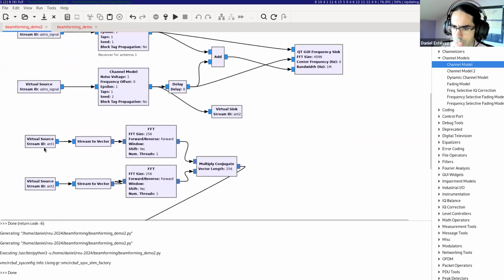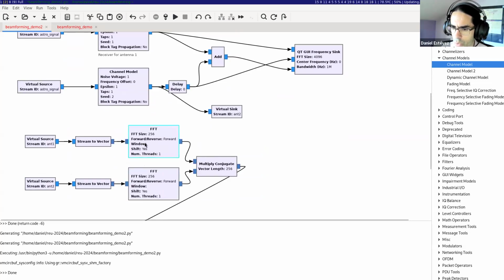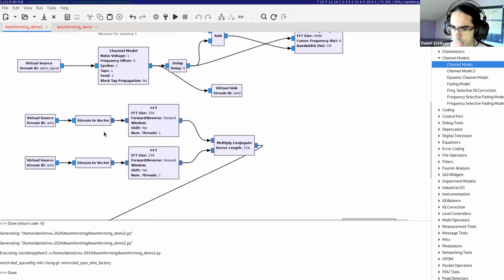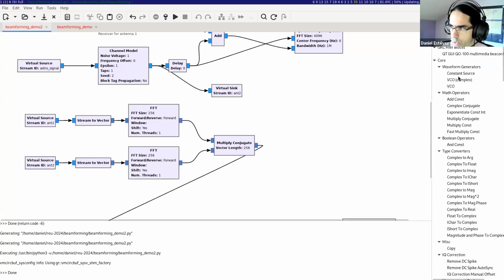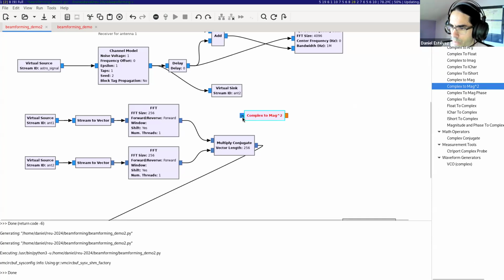So what we are doing here is we take the signals from antenna 1 and antenna 2. We compute FFTs for each of the two signals. And with one antenna, we have done this to show the spectrum of the signal. Then we would have complex to magnitude squared blocks. So the complex to magnitude squared to convert from complex numbers which have phase information to magnitude squared, which is only power. So this is what we have been doing so far. However, what we do here is we do multiply conjugate.